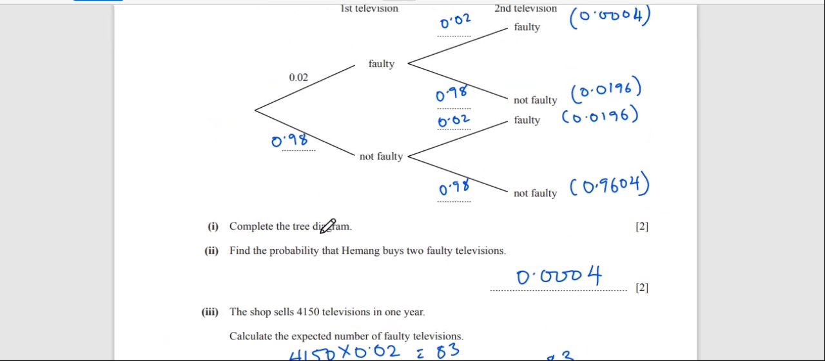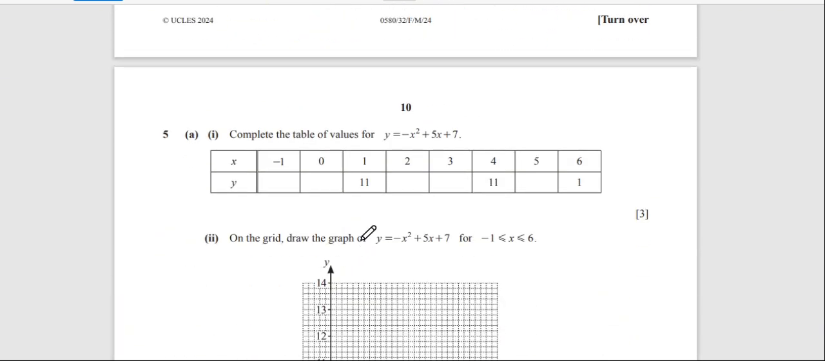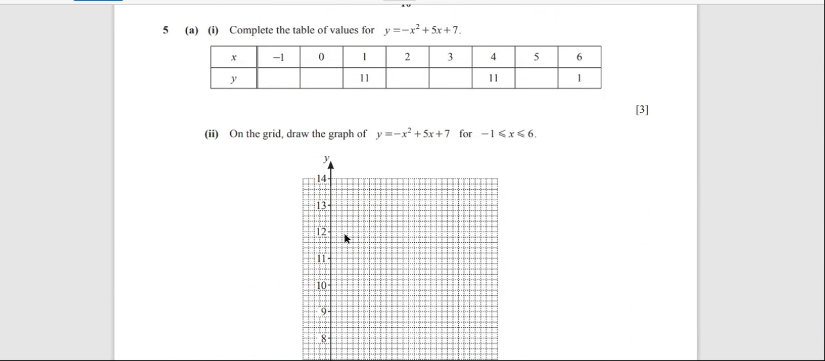Okay, so moving on, we have a quadratic equation and we are given a table of values. To complete, all you need to do is use your calculator, replace x as 1. Please note that we have minus there already. So minus will be there. See what to do here. Y equals, you write your minus, open bracket, x, plus 5, open bracket, x, then plus 7. So this is what you're going to press in your calculator.